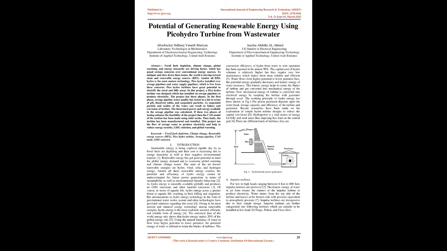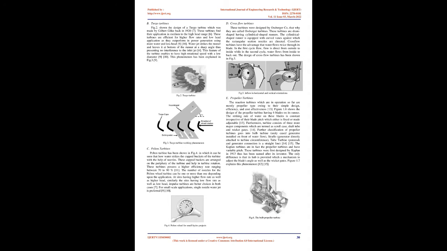3. Being the most ancient and matured energy technology among renewable energies, hydro energy is the most explored, secured, efficient, and reliable form of energy. 4. The statistical data of the world energy mix shows that hydro energy makes up 20% of the global energy mix. Using the natural tendency of water to flow from higher potential to lower potential, the potential energy of water is utilized to rotate the blades of turbines. The conversion efficiency of hydro from water to wire operation has been reported to be almost 90%.